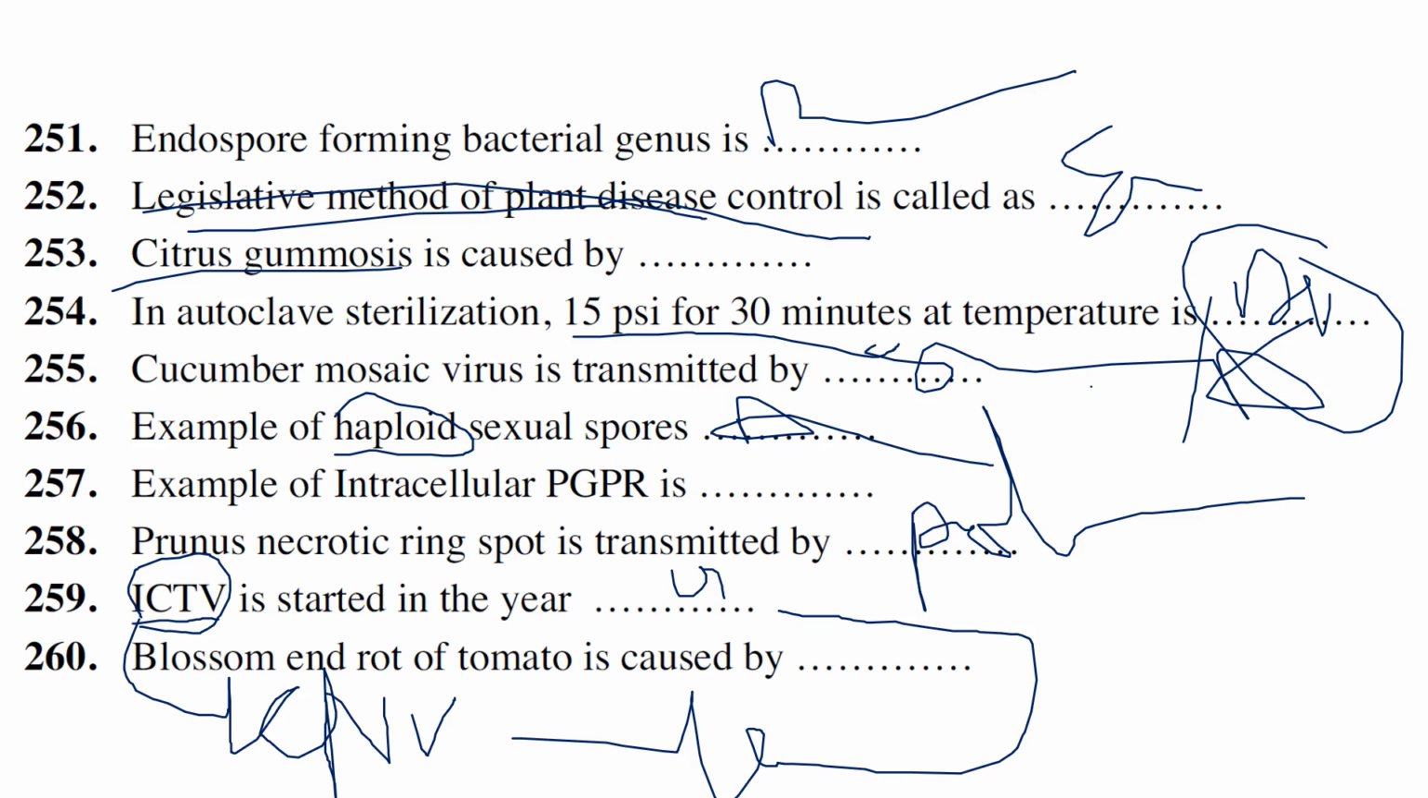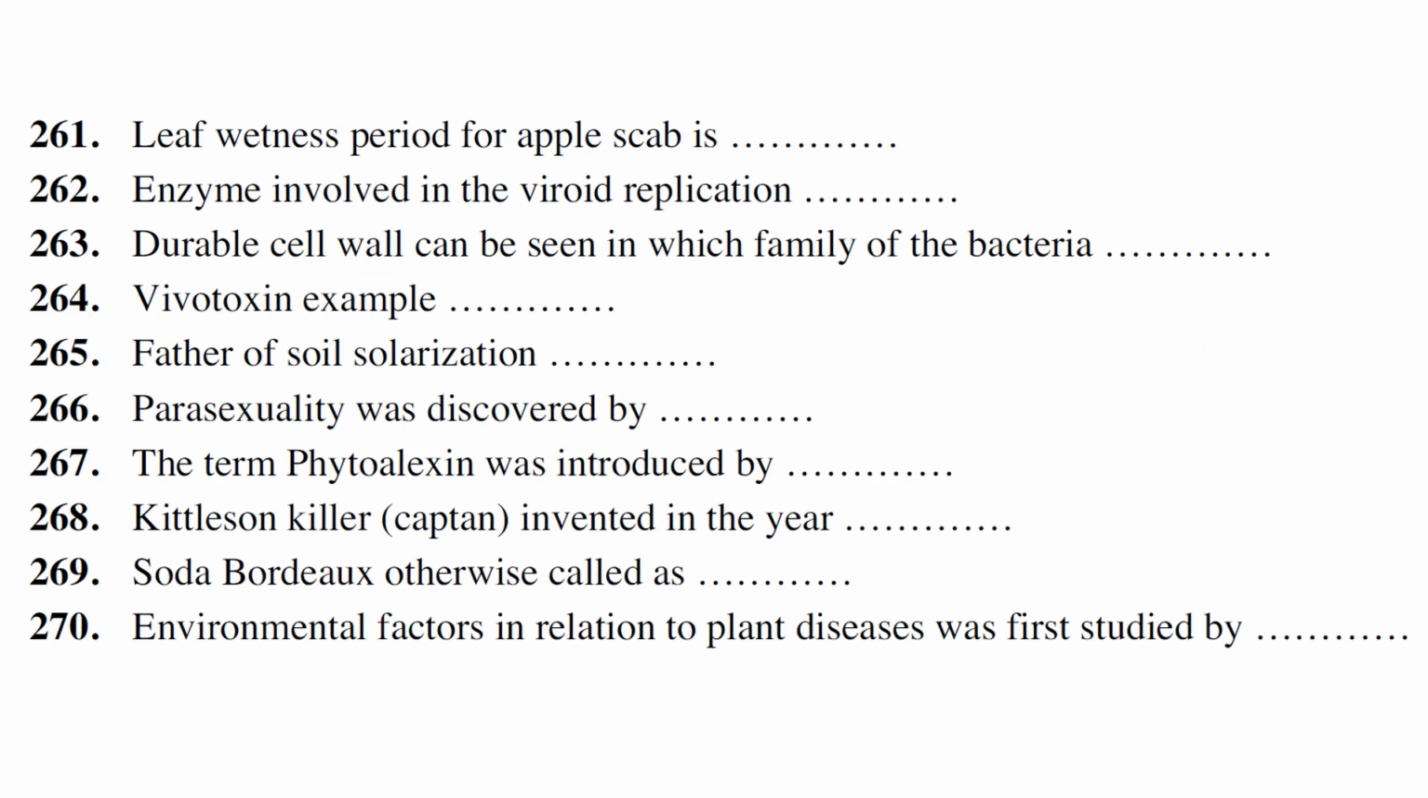Blossom end rot of tomato is caused by calcium deficiency. Leaf wetness period of apple scab is considered as 9 hours. A minimum leaf wetness period of 9 hours is required for the occurrence of apple scab. How to remember this? In apple, 5 letters are there, in scab, 4 letters are there, 5 and 4 make 9, so consider it 9 hours. Apple scab contains 9 letters, so 9 hours, like that you can remember.